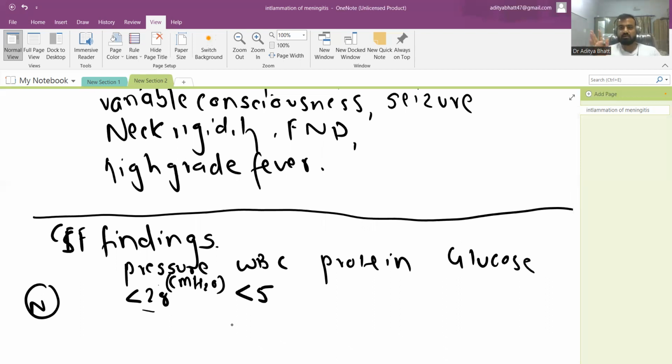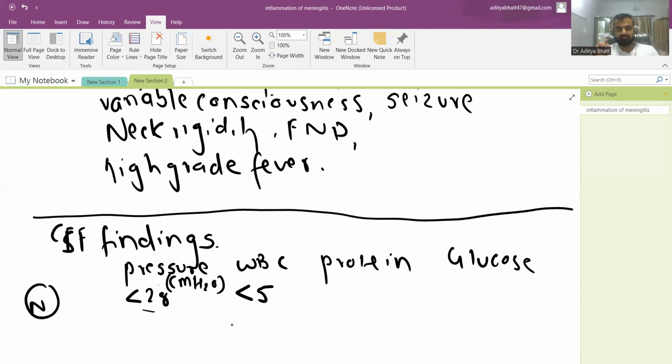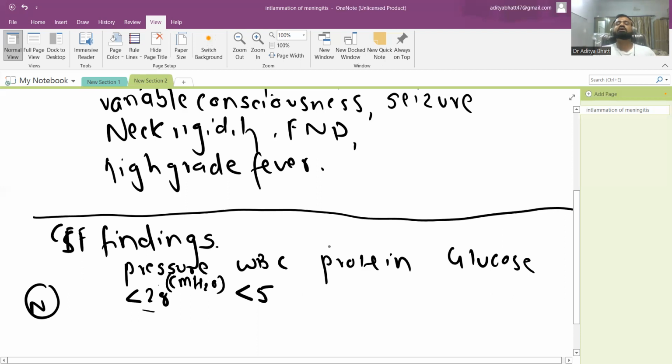lymphocytes. Even the presence of one polymorphonuclear cell or one neutrophil is pathological, and you have to consider the chances of meningitis. In newborns, the limit is increased up to 20. So in newborns, up to 20 cells may be present, and again those should be lymphocytes, more than 75% lymphocytes. So less than 5 in pediatric and up to 20 in newborns.